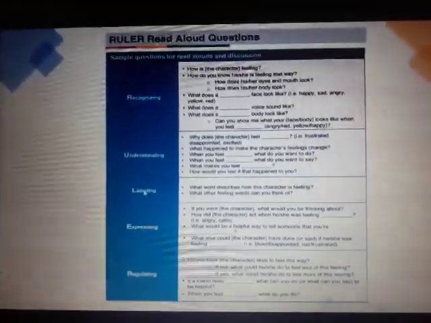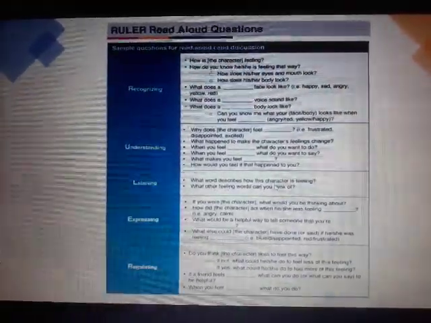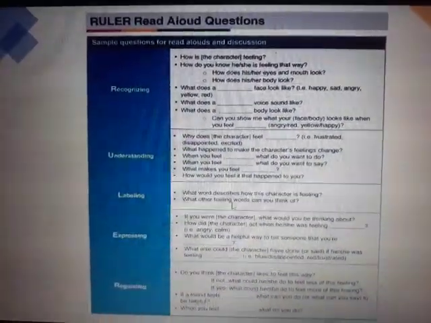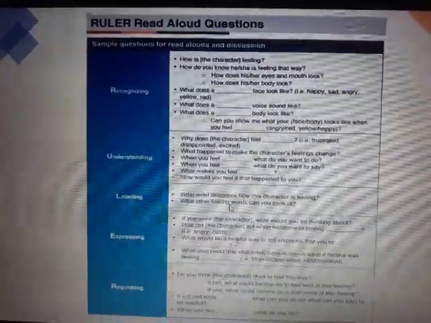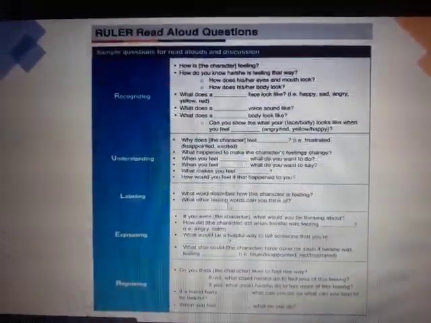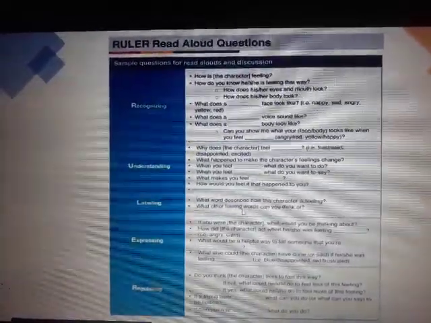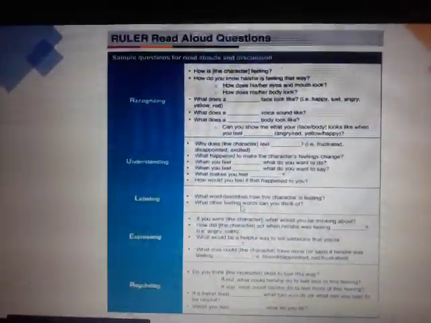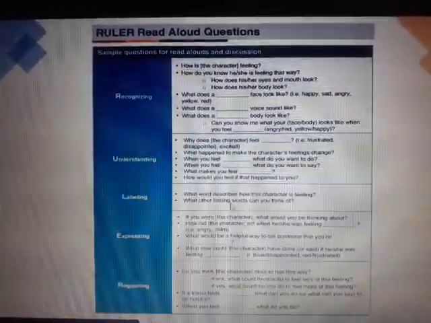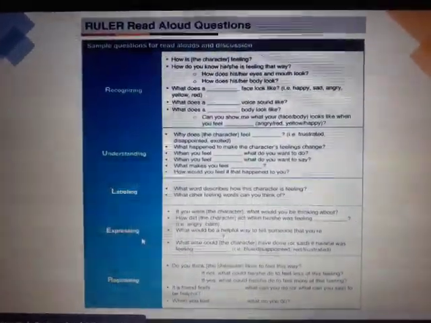Okay. Next we label the emotion. So what word describes how this character is feeling? So a person may feel angry, a person may feel frustrated. What are the other feeling words that you can think of? We saw in the mood meter that there are so many words. How many words do we actually use? We use only a few words. We don't use all the words, but it would be nice if we can recognize those and develop the vocabulary of those words. Next, we express.